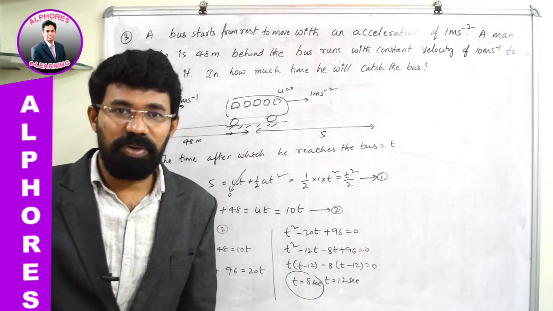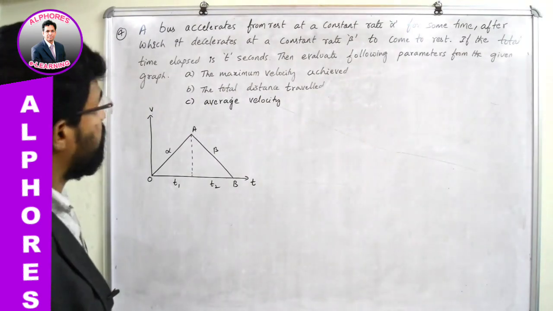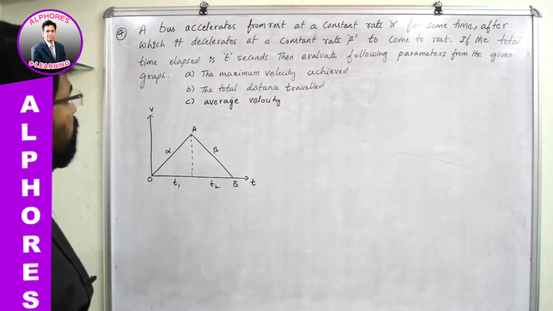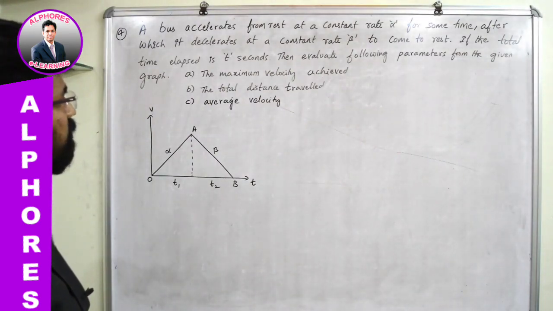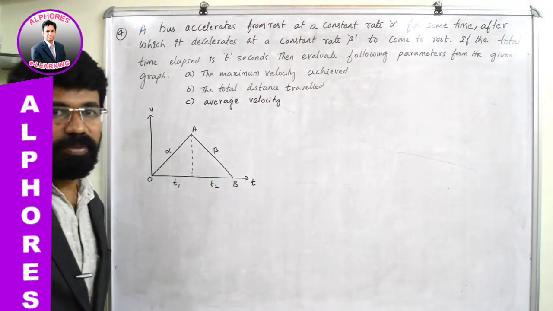Okay, so let us solve one more problem. Now let us consider this problem, the fourth one. What was given in the question? A bus accelerates from rest at a constant rate alpha for some time. Constant rate in the sense here is acceleration. He is talking about acceleration.